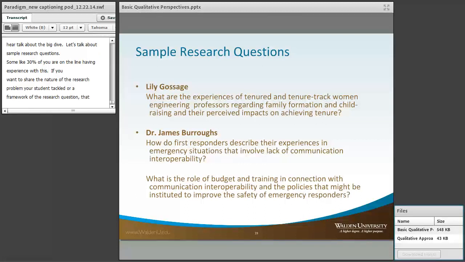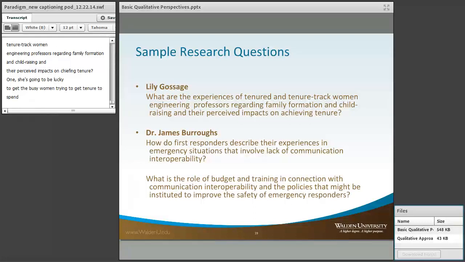So Lily, who just passed her proposal last week with Alice Eichholz and I, asks: what are the experiences, not lived experience, what are the experiences of tenure-track women engineering professors regarding family formation and child rearing and their perceived impact on achieving tenure? Now, the reason I think this is not phenomenology, although these women probably have huge life stories to tell: one, they're too busy for multiple interviews. She's going to be lucky if she can get these incredibly busy women, women who are trying to get tenure, to spend even one interview round with her. There's a practicality to that.